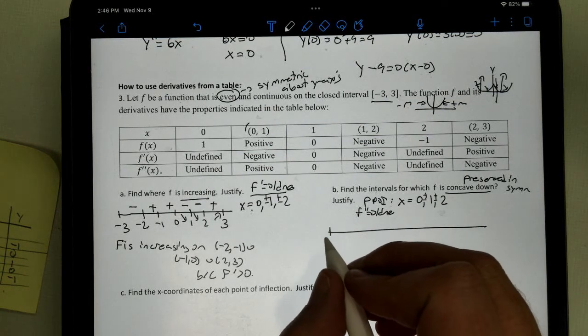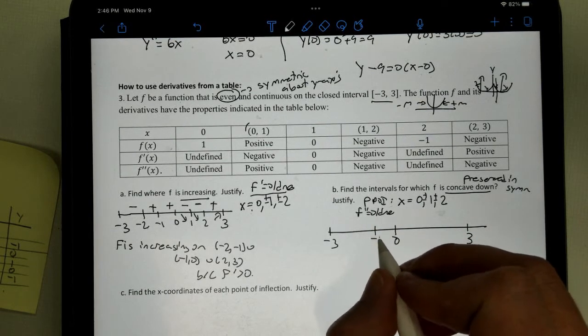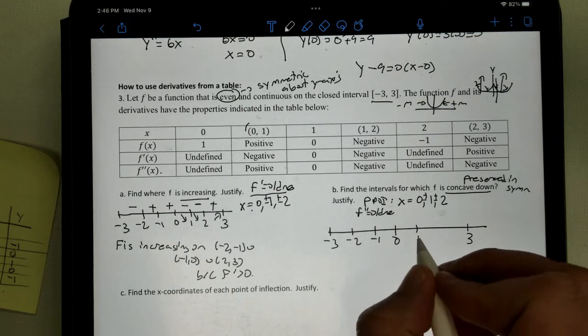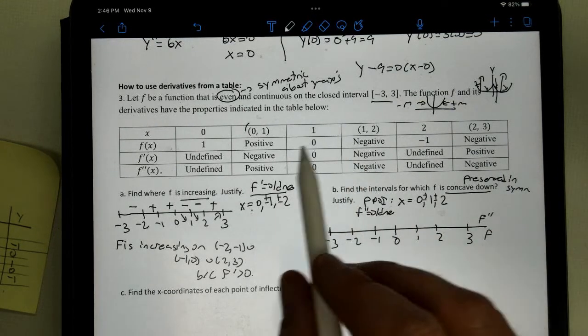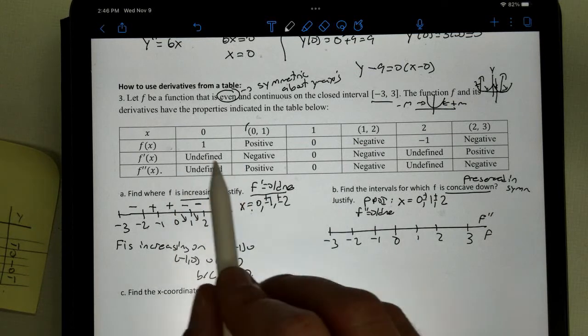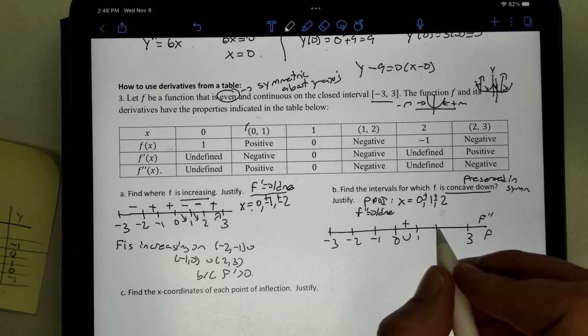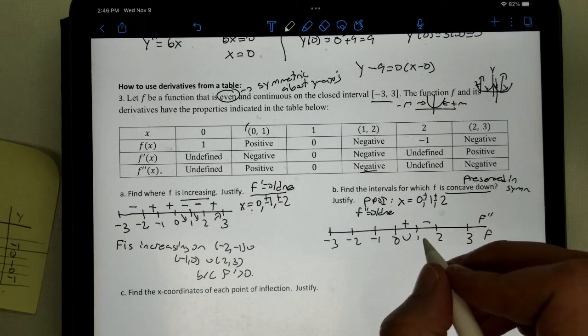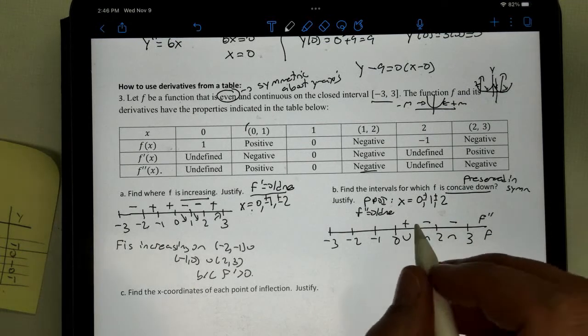So let's see here. We go from -3 to 3. We're going to have, again, 0, -1, -2, 1, and 2. Our second derivative. Now, between 0 and 1, we know that the concavity is positive. Between 1 and 2, concavity is negative. Between 2 and 3, negative as well. Concavity is going to be preserved.